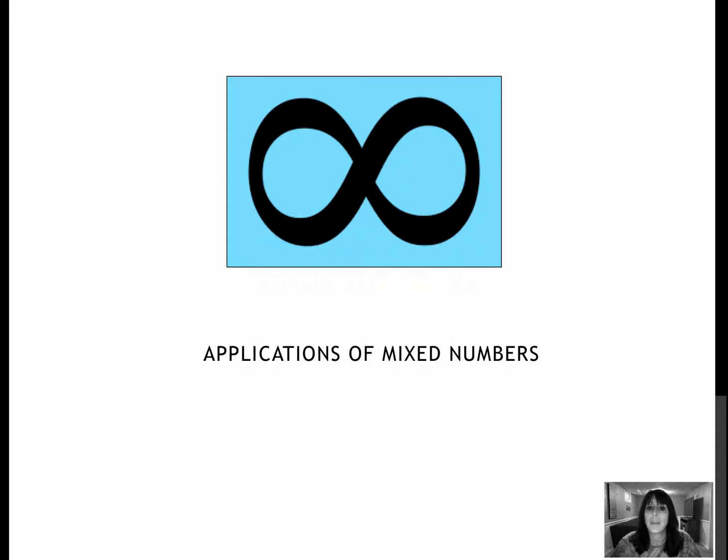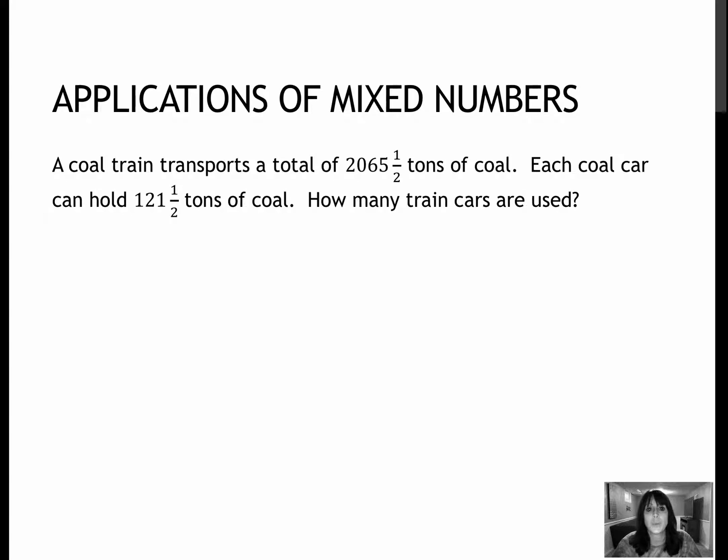Here are a couple of application questions for mixed numbers. The first has to do with a coal train that is transporting 2,065.5 tons of coal, and each coal car can hold 121.5 tons of coal. So how many train cars are used?